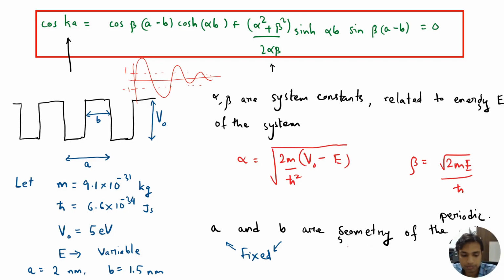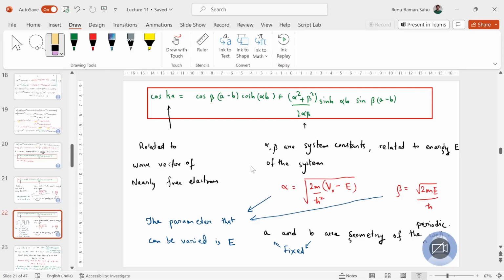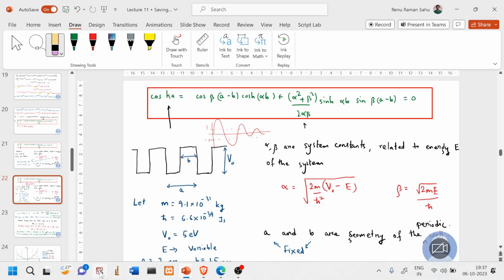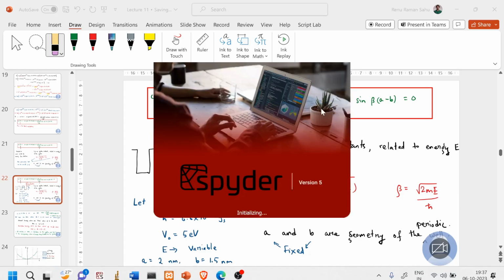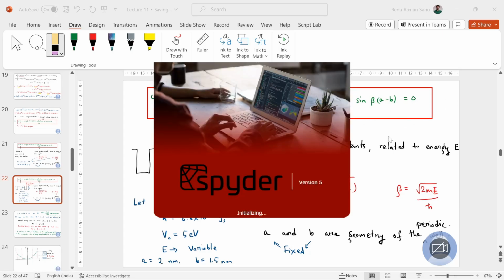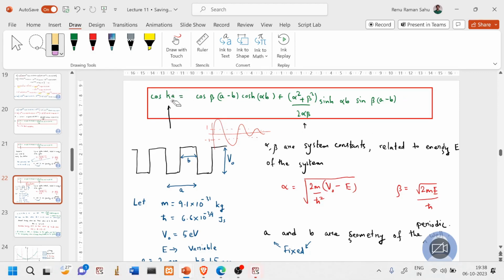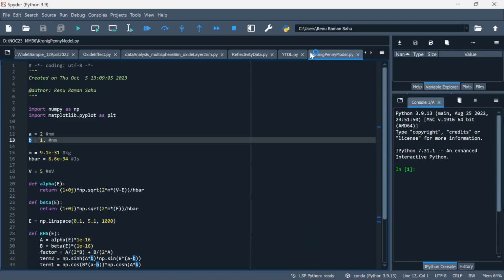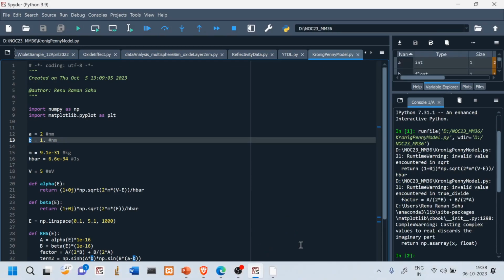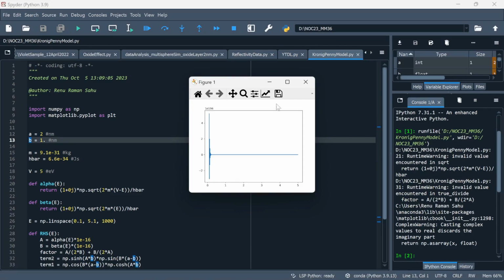So I will show you one thing. What will happen if we plot the right hand side? That's the question we want to ask. Here also I made a mistake. The left hand side has to be equal to the right hand side. And what is the parameter for the right hand side? The parameter for the right hand side is that energy. A and B are fixed, some fixed values we are taking. And what we are doing is, we just plot that.